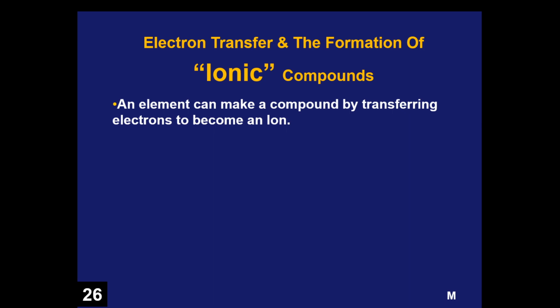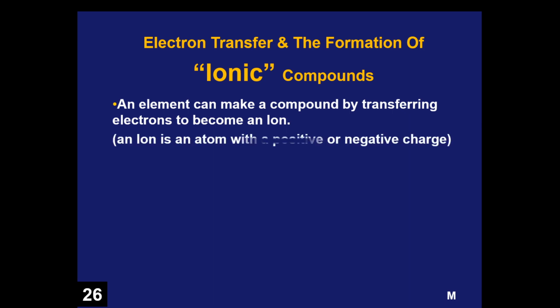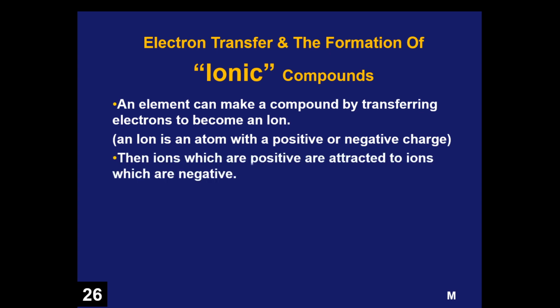So an element can form a compound by transferring electrons to become an ion. An ion is just an atom with a positive or negative charge because it has an excess of electrons or an excess of protons. Protons are positive, electrons are negative. When the numbers are equal in a neutral atom, there is no charge.